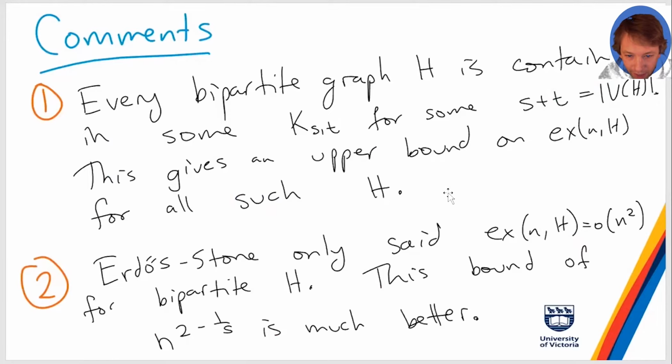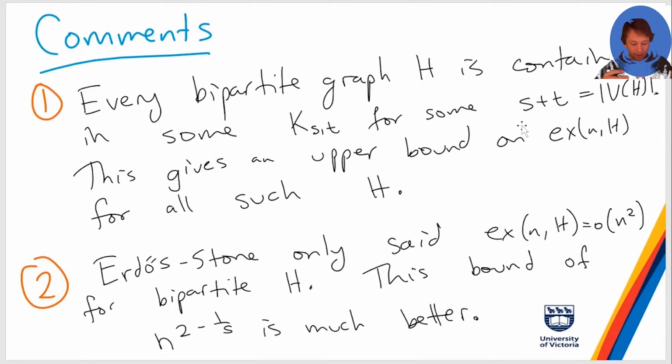So the second comment I've already kind of addressed, that Erdős–Stone only gives you an upper bound of little o of n squared, and this is something better, right? This is an exponent which is less than 2, n to an exponent less than 2. Another thing is, every bipartite graph is contained in a complete bipartite graph. So this actually gives you an upper bound on the extremal number of any bipartite graph, right?